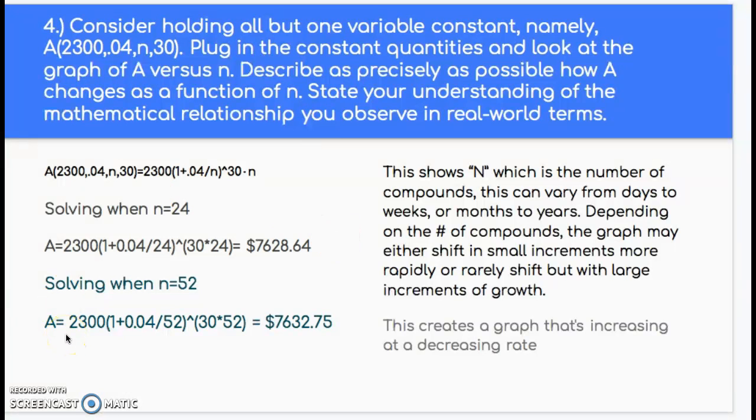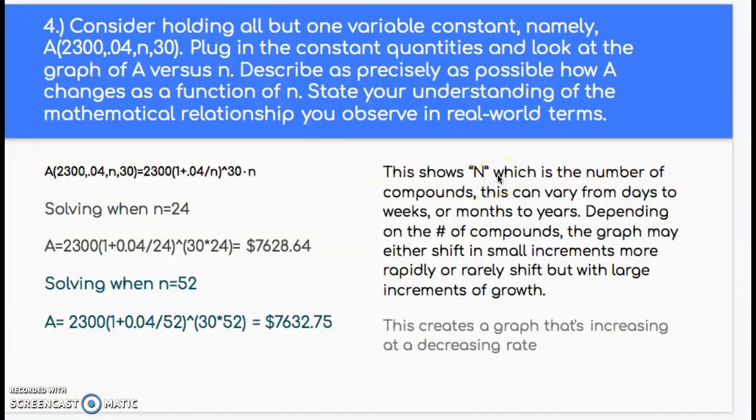In our second example, we used 52, which means that we're going to compound this weekly. And again, pretty small increase. Even from here to here, it's only a couple bucks. So there's not much of a difference here.